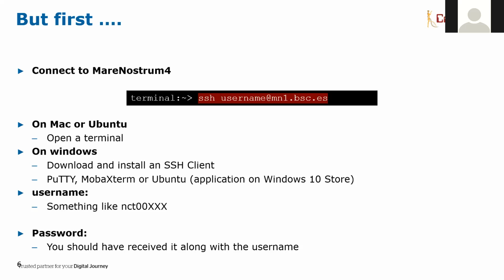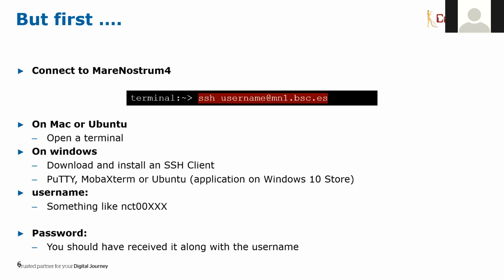It says the authenticity of host mn1.bsc.es cannot be established. Yes, at this point you can simply say yes, because this happens when you are connecting to a system that is not known to you. You just say yes, and from that point on you can connect to the system and it will be known to your machine.